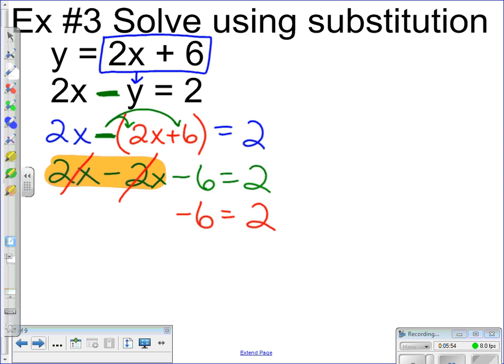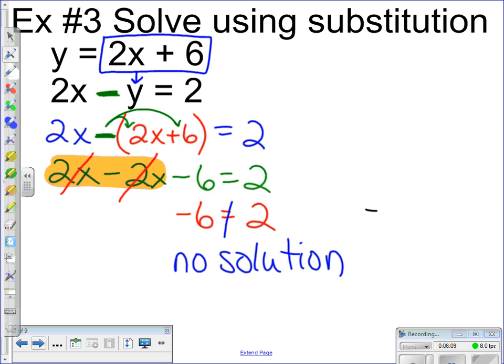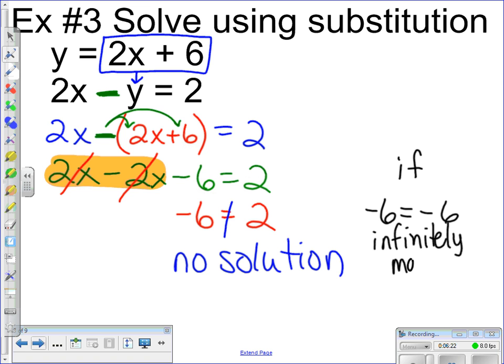But negative 6 doesn't equal 2. So the answer to this system is no solution. Now, if for example, the answer had come out to be negative 6 equals negative 6, that would have been the same numbers. So if this happens, your answer would be infinitely many. So if the two numbers are equal to each other, it's infinitely many. If the two numbers are different, you write no solution. Pause here before number 4.